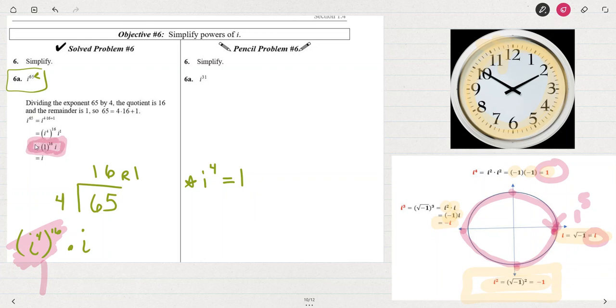If you need a little more help with that one, let me know, and we could go over it in a little more detail. But that would be 1 times i, or just i.